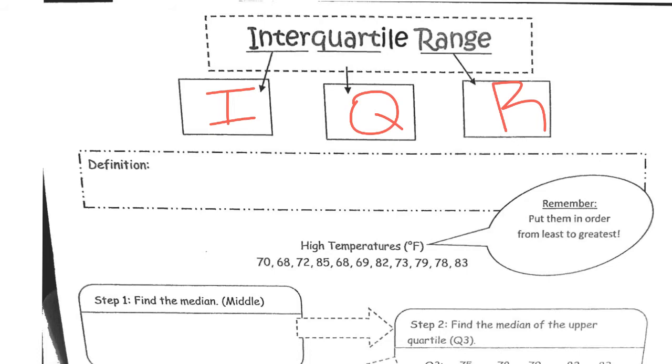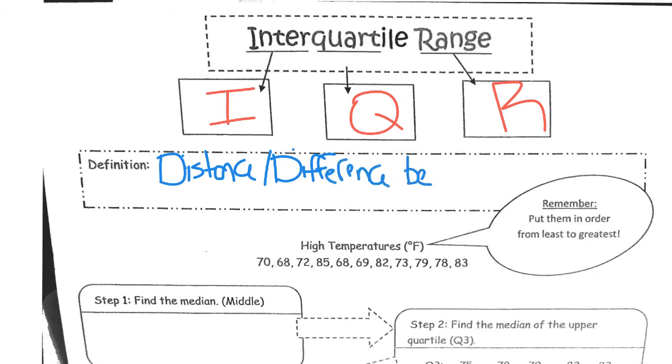Okay, now my definition might be a little different than yours because you came up with your own, but I'm going to put that it's the distance or the difference between Q3 and Q1. It's okay if yours is not exactly like this.